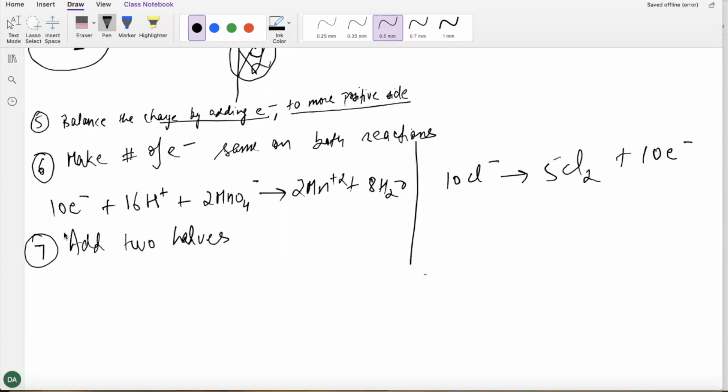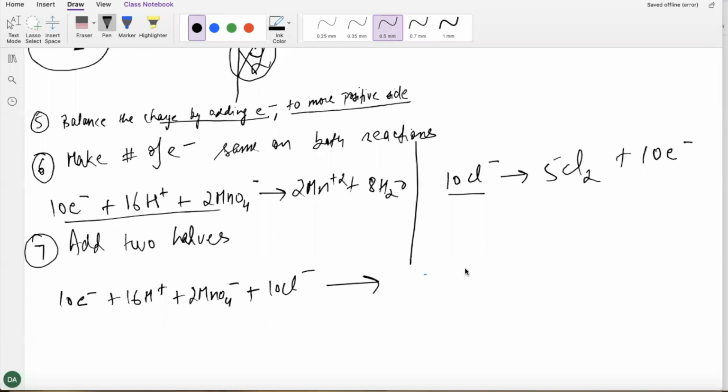So you're adding the left-hand side to the left-hand side. Does the order matter at all? No, the order doesn't matter. Just put them in any order, but the left-hand side should stay on the left-hand side. 10 electrons plus 16 hydrogen plus, 2 MnO4 negative, plus 10 Cl minus. Okay. Does everyone get that, guys?